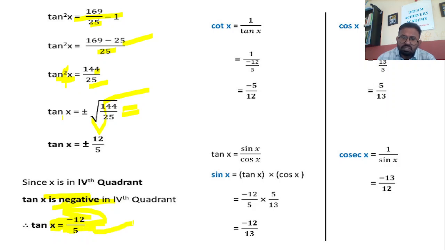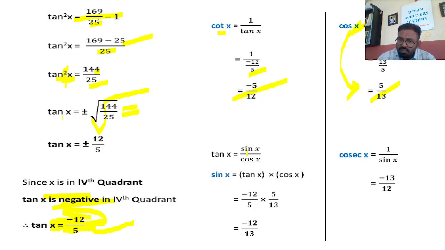Now I will use this tan x and I can find out the cot x. So cot x is the reciprocal of tan x, that is 1 by minus 12 by 5, so it will become minus 5 by 12. Next, I can find the value of cos x. The cos x can be written as 1 by secant x, and in the problem they have given secant x. So directly I can find cos x, that is 1 by 13 by 5, it will become 5 by 13. Cos x value is 5 by 13.